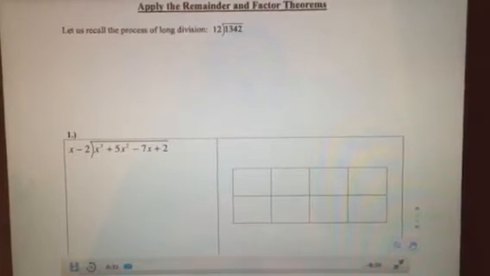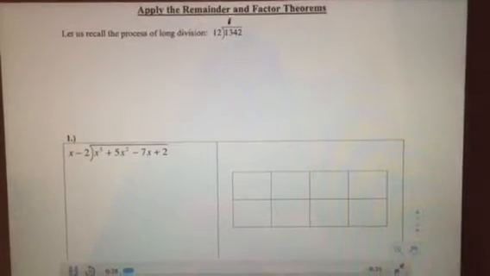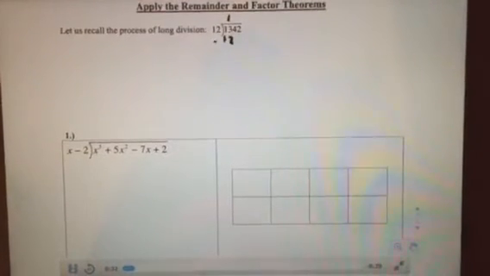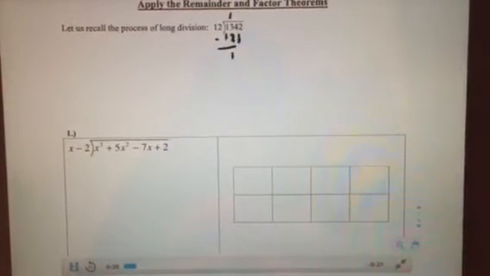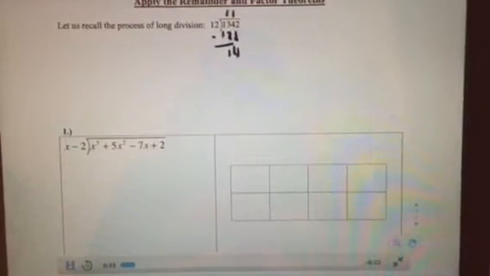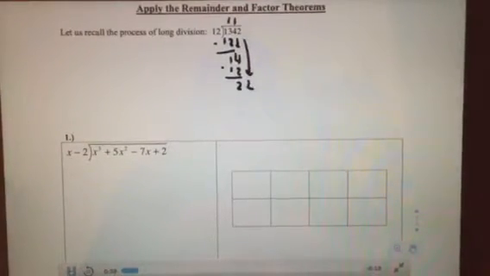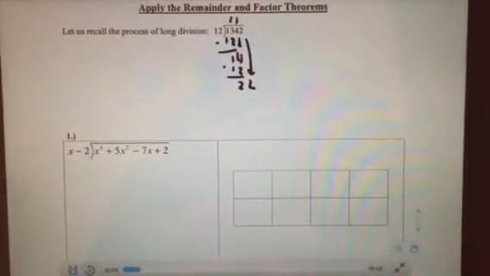Okay, so to check your work, 12 goes into 13 one time. So we're going to put a 1 above the 13. We take 1 times 12 and get 12. Subtract the two things, you have 1. Bring down the 4. How many times does 12 go into 14? Once. 1 times 12 is 12. Subtract, you get 2. Bring down the 2.